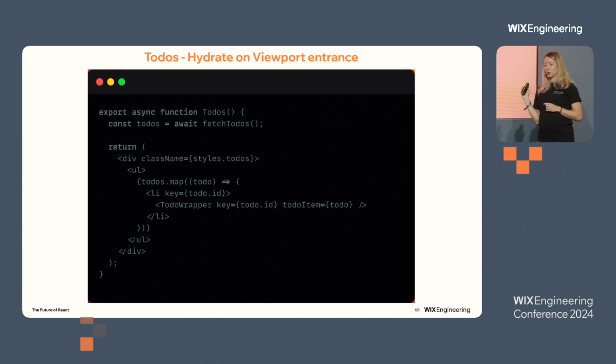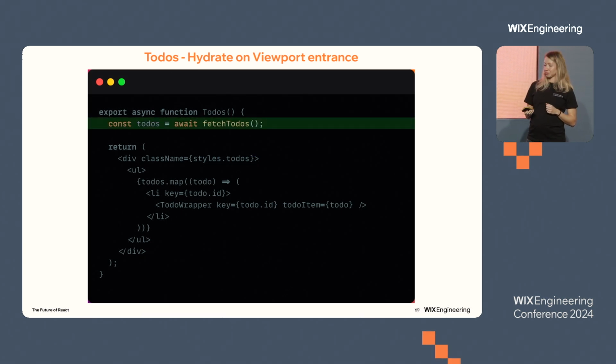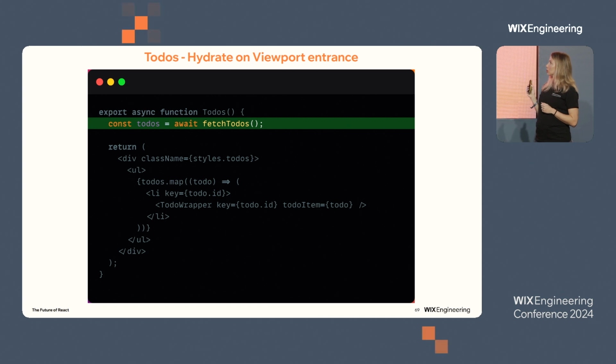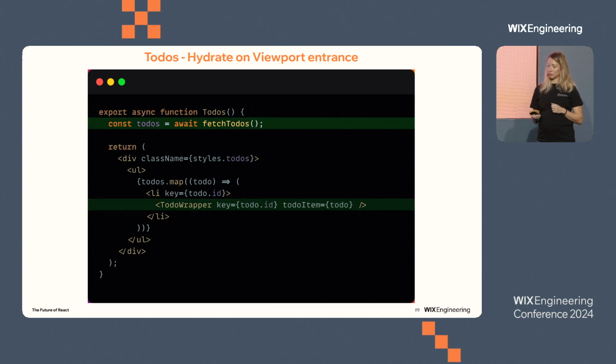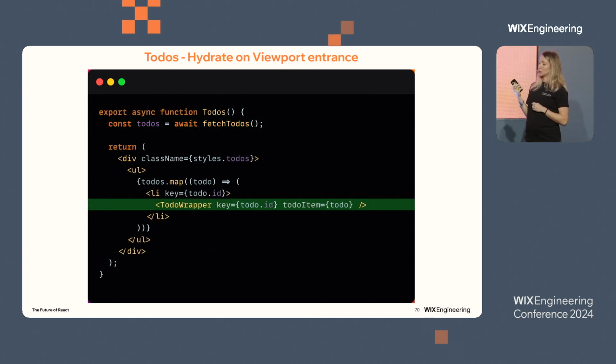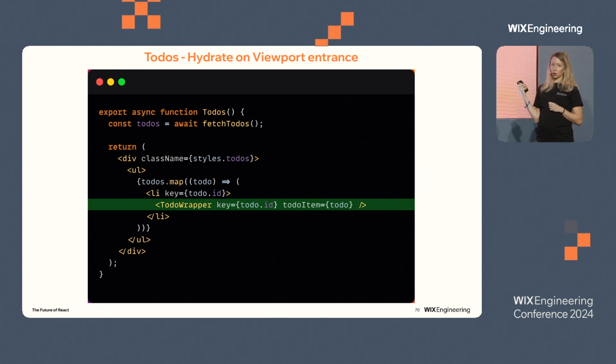This is the to-dos server component. Here we wait for the data to be fetched in the server. Then we pass each to-do item data to a to-do wrapper component.